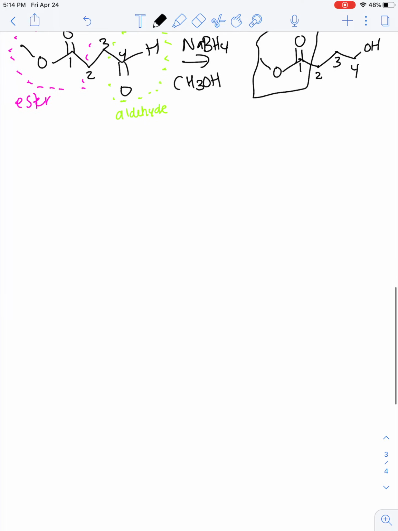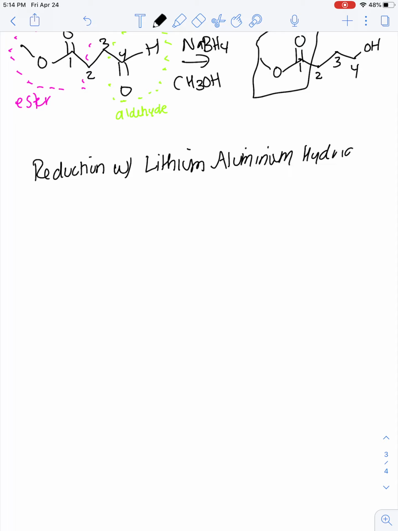So if we look at another reduction, let's look at reduction with lithium aluminum hydride. So really it's going to be the same idea, except the only difference is that lithium aluminum hydride is going to be a strong reducing agent. So since it's a strong reducing agent, it can reduce more functional groups.